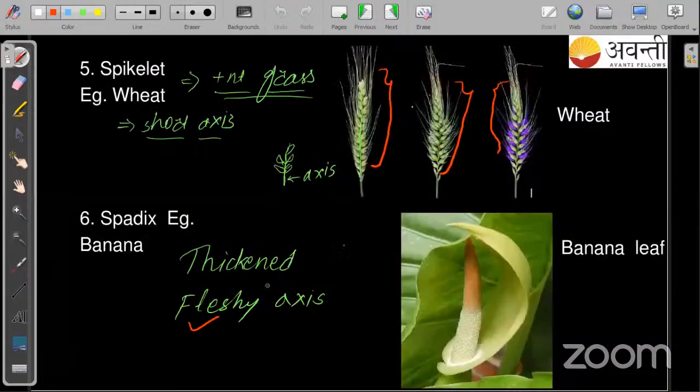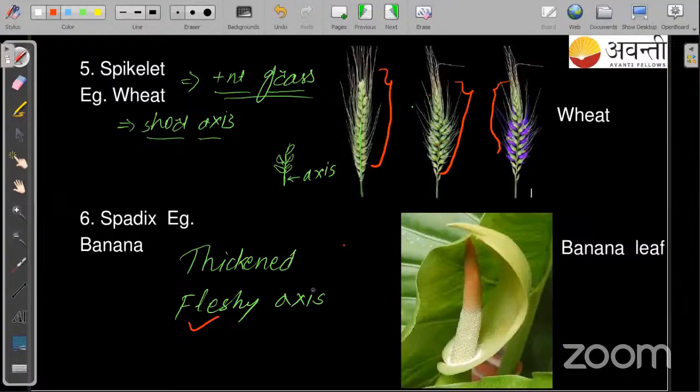Next thing we discuss, I think someone asked me about the spadix. Who asked me about it? Tanuja. Okay, I think yes, no issue.